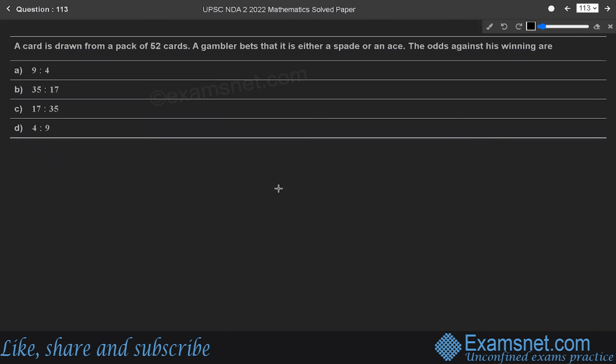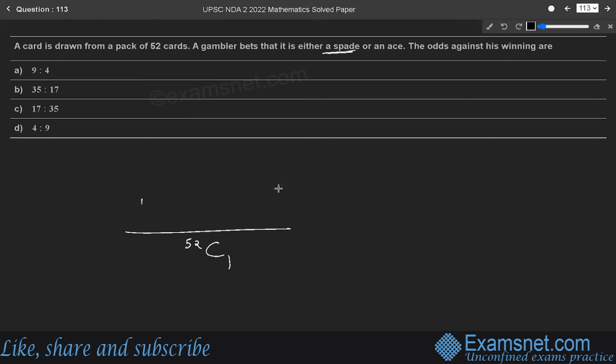Next question is, a card is drawn from a pack of 52 cards. A gambler bets that it is either a spade or an ace. The odds against his winning are. Total number of cards is 52 and from that one card is taken, so 52C1. Then the question says that it is either a spade.